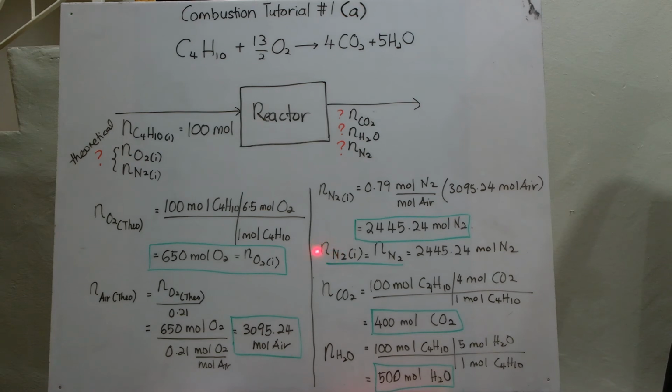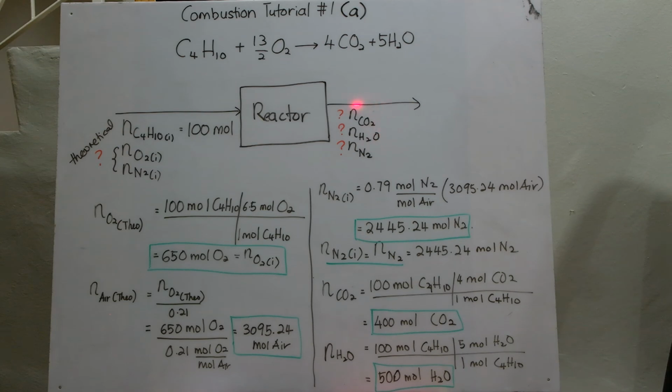Okay. And the nitrogen that goes into the process is equal to the nitrogen that comes out from the process, because nitrogen is inert. Therefore, in equals out, equals 2445.24 mole of N2.